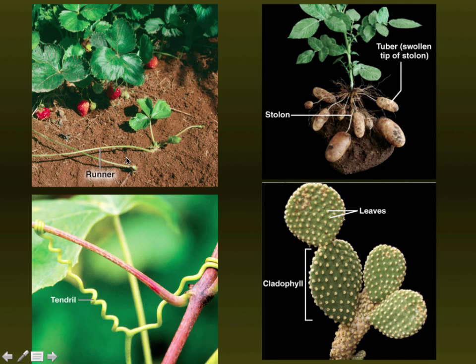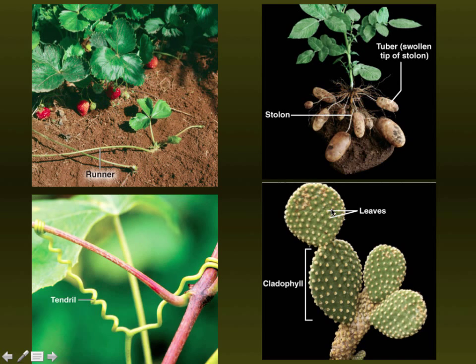We can also look at runners, which are above ground stems, kind of like an above ground rhizome. A runner is like an above ground rhizome, so strawberries produce those. Tendrils are modified stems as well. We can look at stolons, which are storage structures, and tubers, which are storage structures below ground as well.